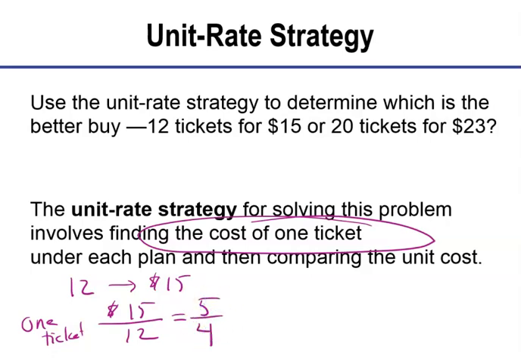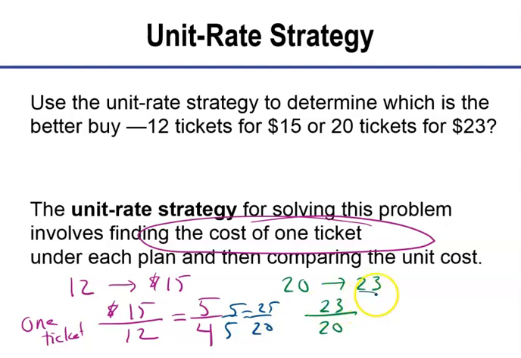Now we're going to compare that to the other plan, which is 20 tickets for $23. And we set up 23 over 20. And we reduce that fraction, which actually doesn't reduce. Now, we need to compare these two fractions. So, with two different denominators, how could we possibly compare these two fractions? Well, how about let's find a common denominator, right? So, I'm going to multiply this fraction by 5 over 5. And that's going to give me 25 over 20.